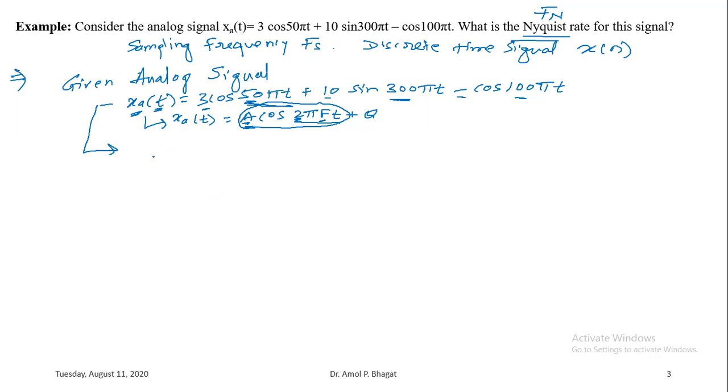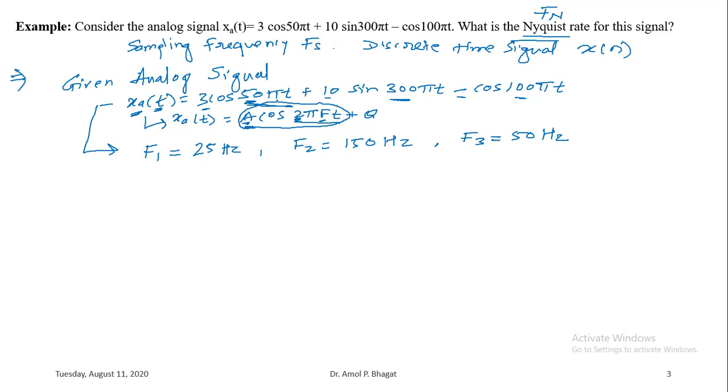Okay, so the first frequency component, that is f1, is nothing but, because in place of 2f there is 50, so the first frequency component is nothing but 25 hertz, right? Similarly, the second frequency component f2 is 150 hertz, and the third frequency component is 50 hertz.